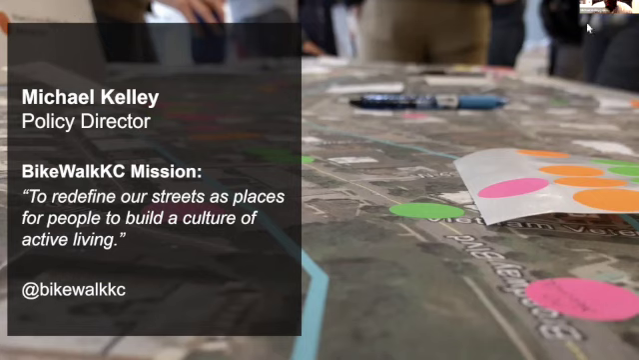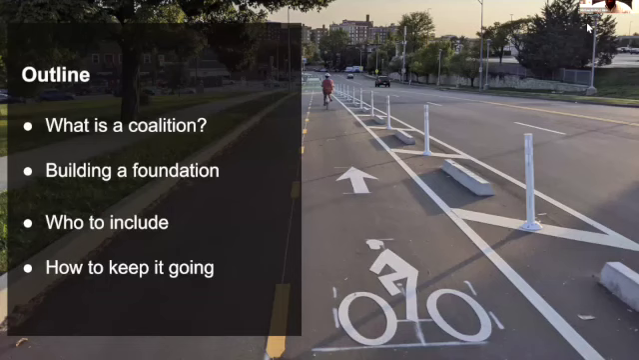Our mission is to redefine our streets as places for people to build a culture of active living. If you love social media, you can follow us on Facebook, Twitter, Instagram, or LinkedIn at Bike Walk KC. In terms of what we'll be talking about for the training session tonight, we're going to cover 4 key areas. Number 1 is what is a coalition. Number 2 is building a foundation for that coalition. Number 3 is who to include. And finally, how to keep it going.